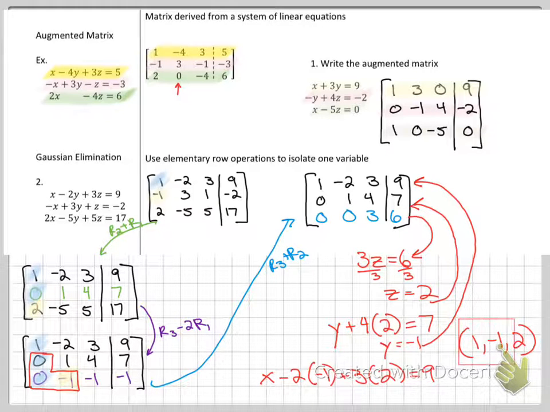If you finish solving that last equation and you write it x comma y comma z, you should get 1 comma negative 1 comma 2. So same thing we did before, but I had to write a lot less because I wasn't writing the variables every single time, and it keeps it a little more organized.